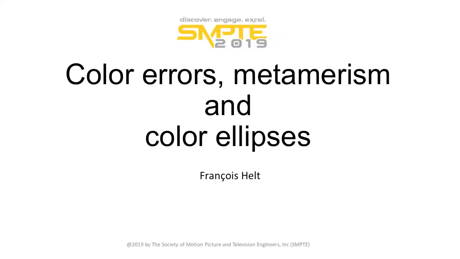Thank you, David. The title is misleading, in fact. It's not about color errors. Metamerism, color ellipses, and color errors are a way to measure how a proper coding could be used in cinema. So it's about cinema. It's about how you transfer the color information from the conception to the distribution system.